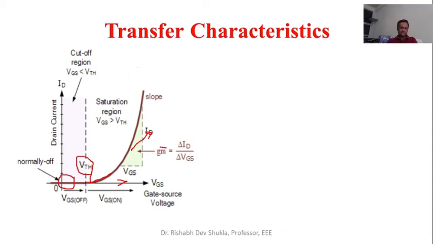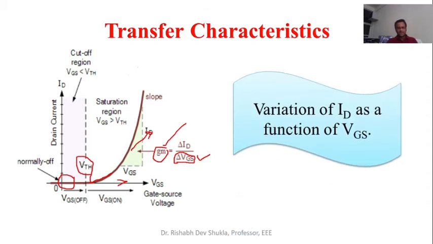Here gm is your transconductance, which is given as delta ID divided by delta VGS. That means it is a ratio of the differential change in drain current to the differential change in VGS. That means how much the drain current is changed with the change in VGS. It is a transfer conductance, known as transconductance. That means how this VGS is making our drain circuit conductive. Okay, so here the variation of drain current as a function of VGS is plotted.